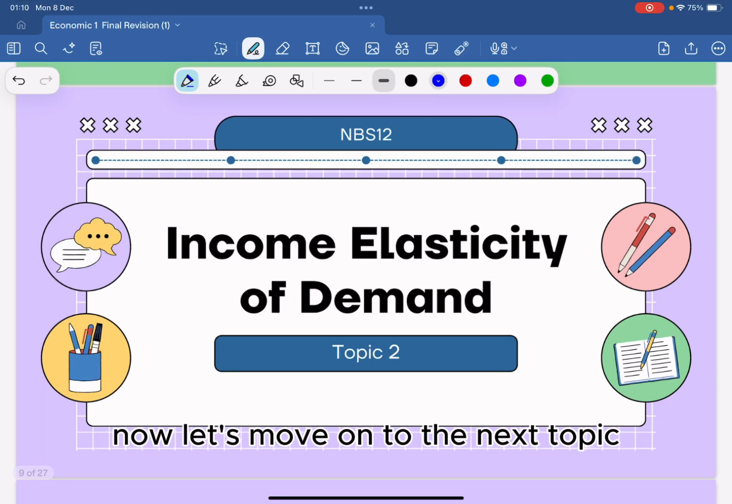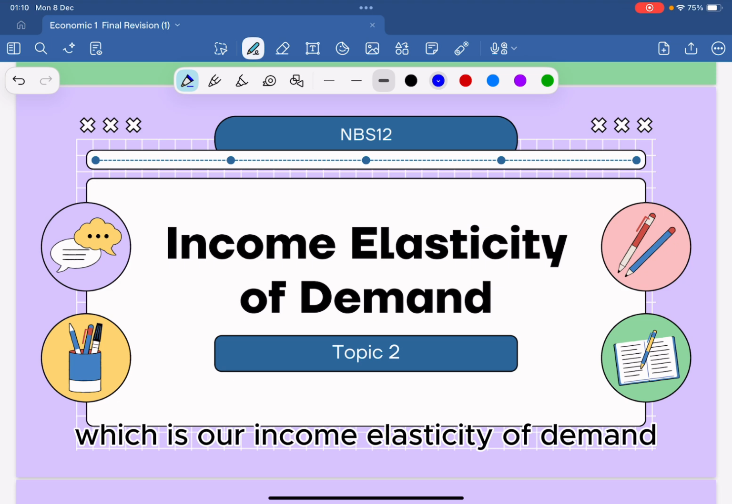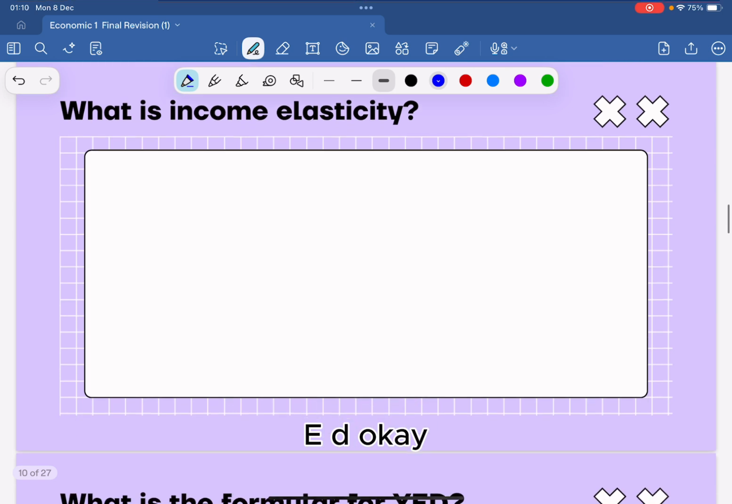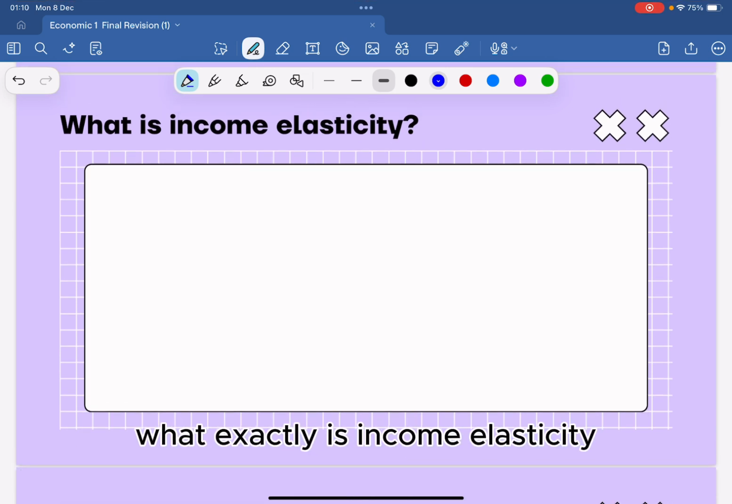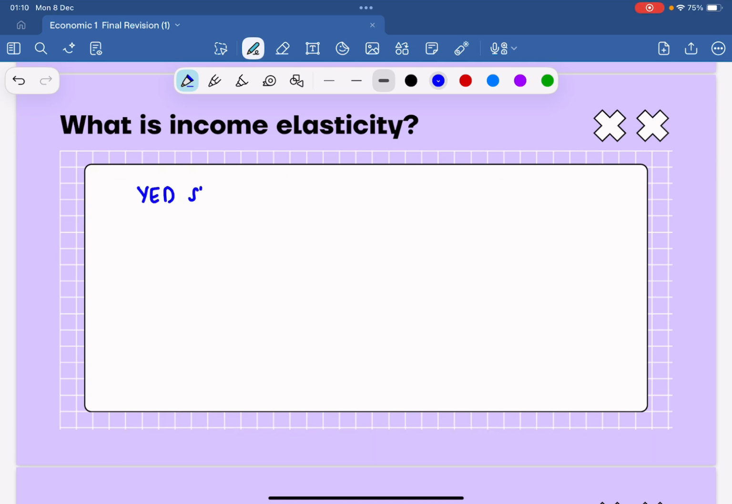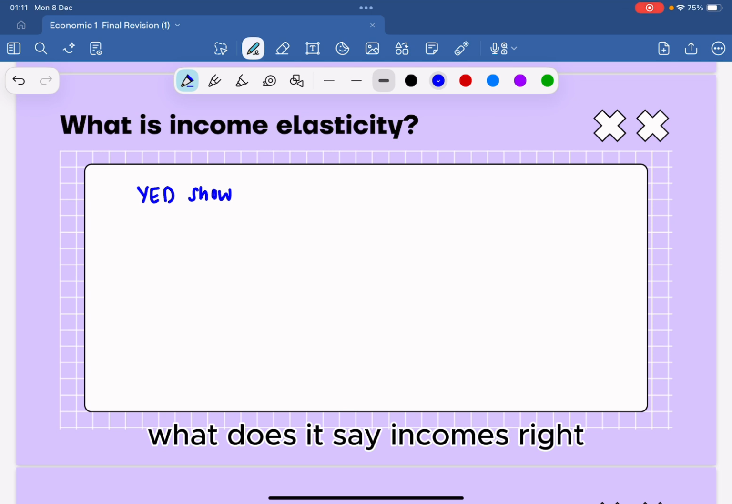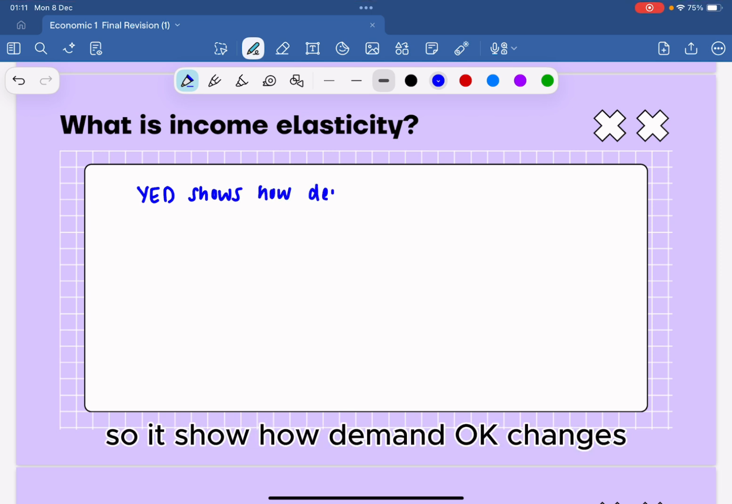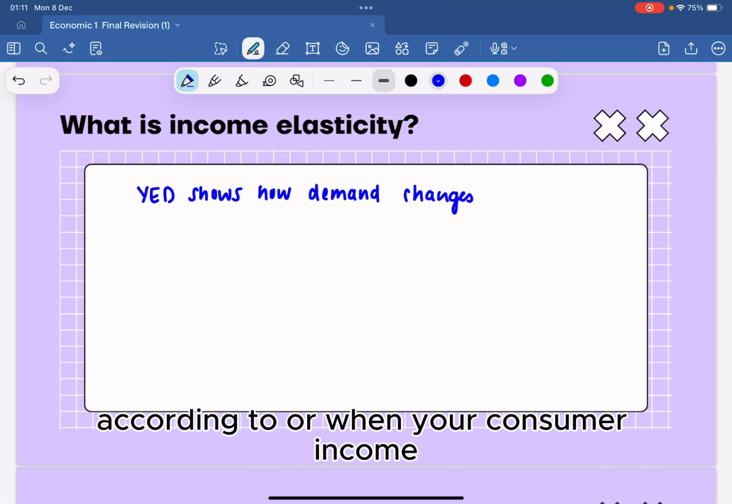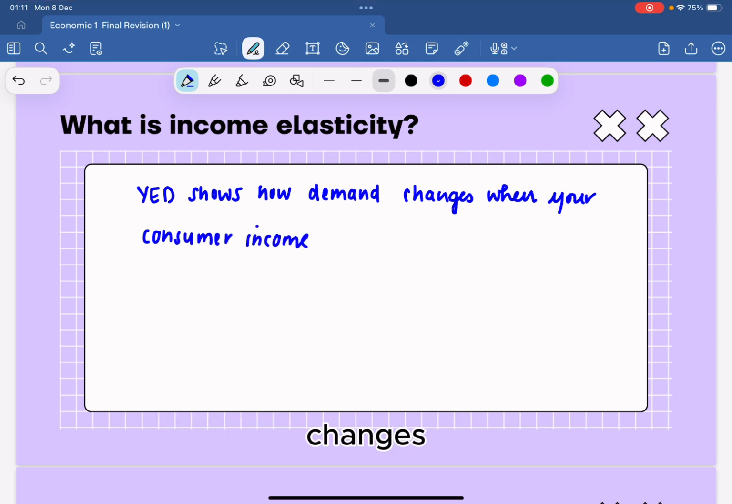Now let's move on to the next topic, which is income elasticity of demand, or in another word, YED. What exactly is income elasticity? Income elasticity shows how demand changes when your consumer income changes.